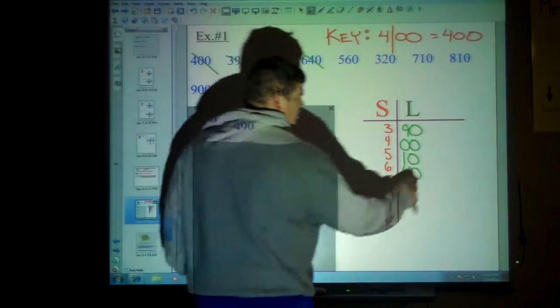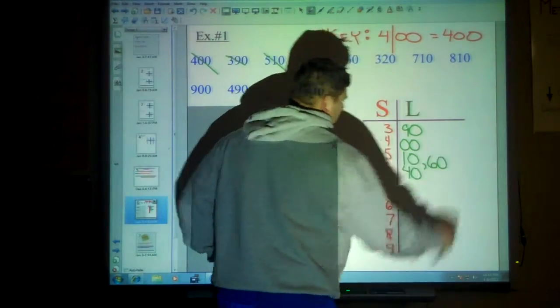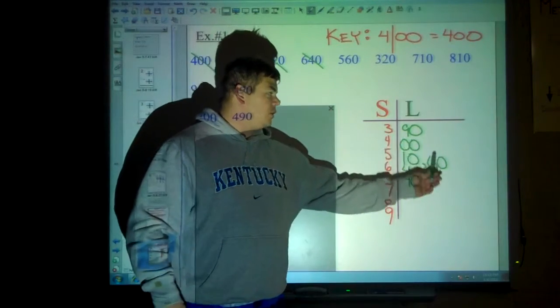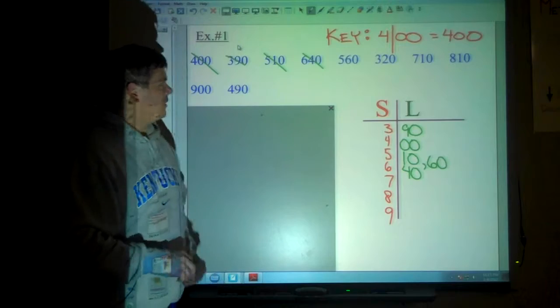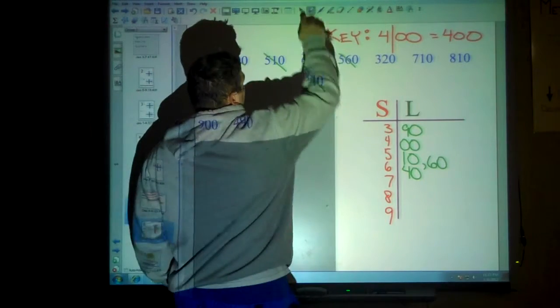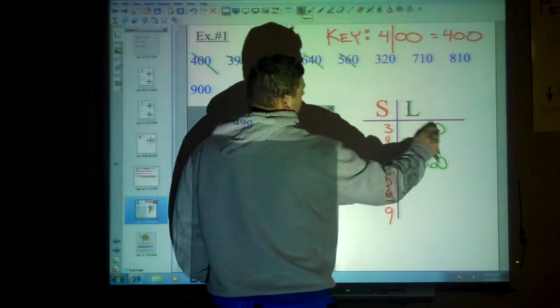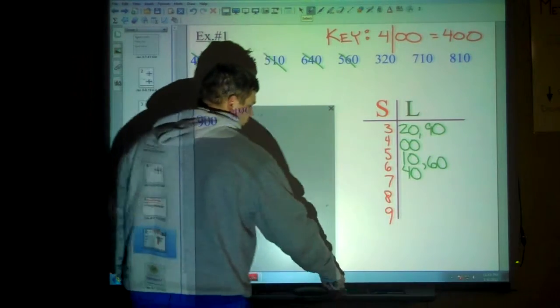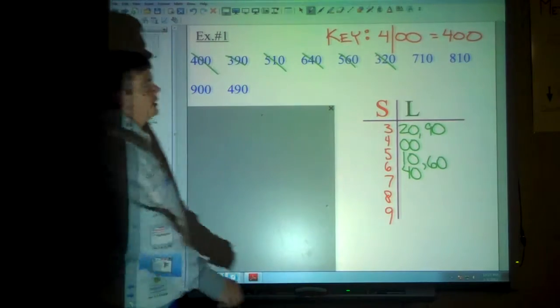560. So I just put a comma and then a 60, because I have 510 and 560. I have two values in the 500s. Okay, now I have 320. And because I have the smartboard, I can move the 90 over, and I'm going to stick the 20 in here, because I like it to be in numerical order.